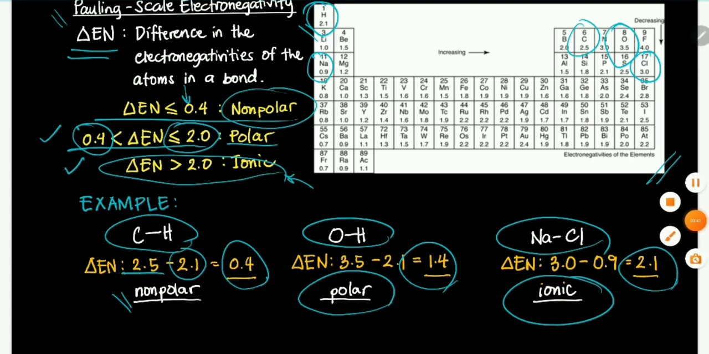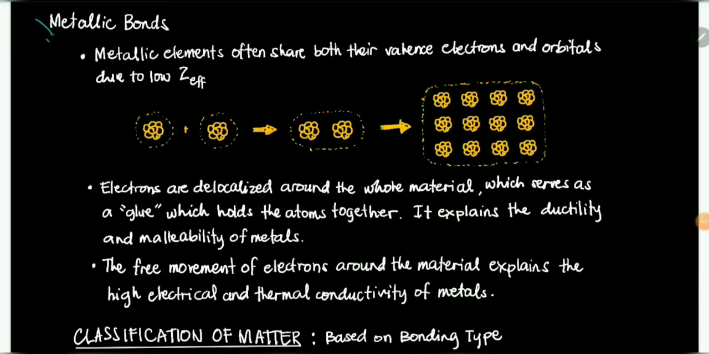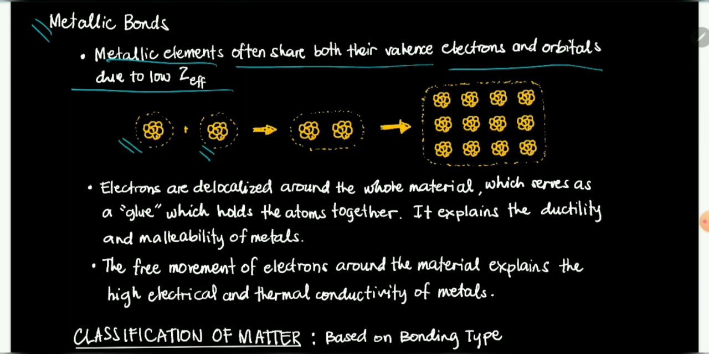Okay? So another type of bond is called the metallic bond. Okay? So metallic elements often share their valence electrons and orbitals due to the low values of their effective nuclear charge. So kapag may dalawa kang atoms at nagdikit sila, automatically nasi-share nila yung kanilang valence electrons and orbitals. So kapag marami kang metallic atoms na nagsama-sama, nagkakaroon ka ng ganitong klase ng structure. So around the metallic structure, meron kang electron cloud. Okay? So yung electron cloud na yan, okay, evenly distributed siya throughout the whole metallic structure.